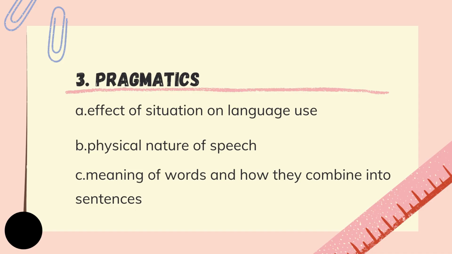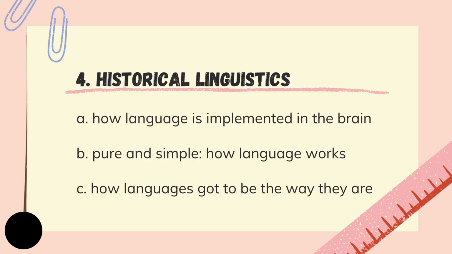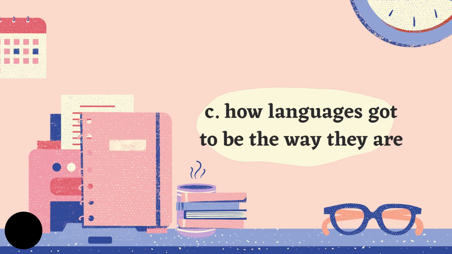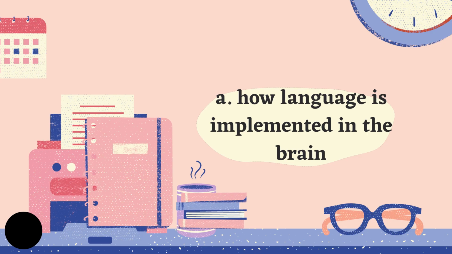Number 3, pragmatics. It is A, effect of situation on language use. Number 4, historical linguistics. So it's letter C, how languages got to be the way they are. And last, we have psycholinguistics. It is letter A, how language is implemented in the brain.